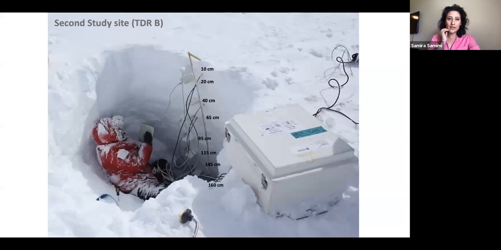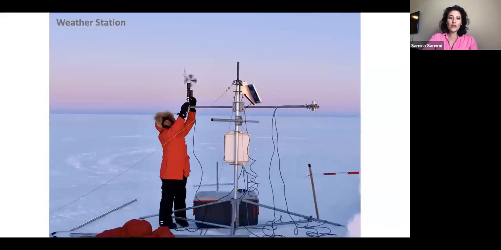This is my second study site, which, as I told you, is about 400 meters away, at a shallower depth, with eight thermistors and TDRs to see meltwater retention in more detail and compare it with my other site. An automatic weather station was also installed in this location to calculate the surface energy flux and meltwater production using the surface energy balance model.